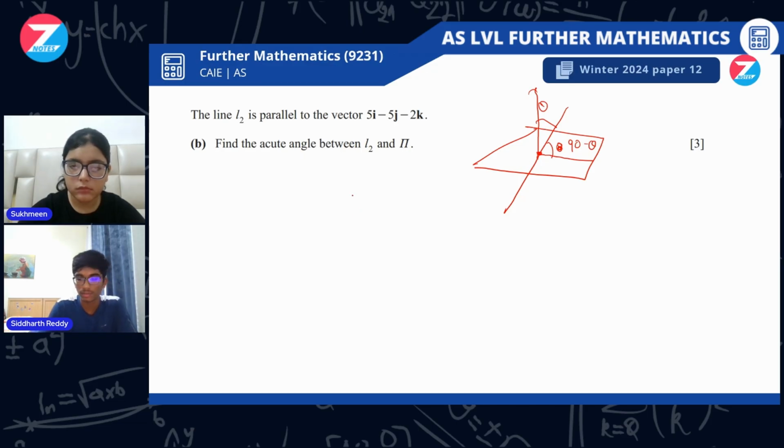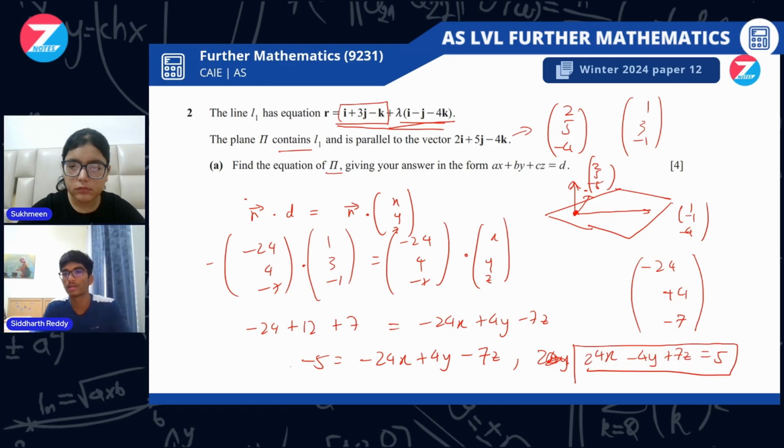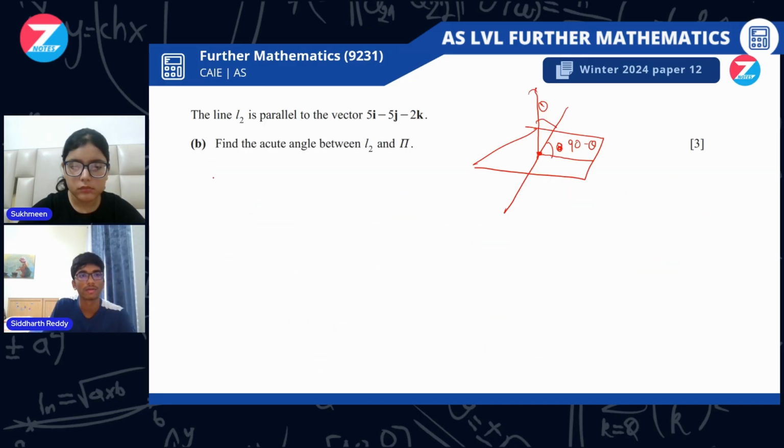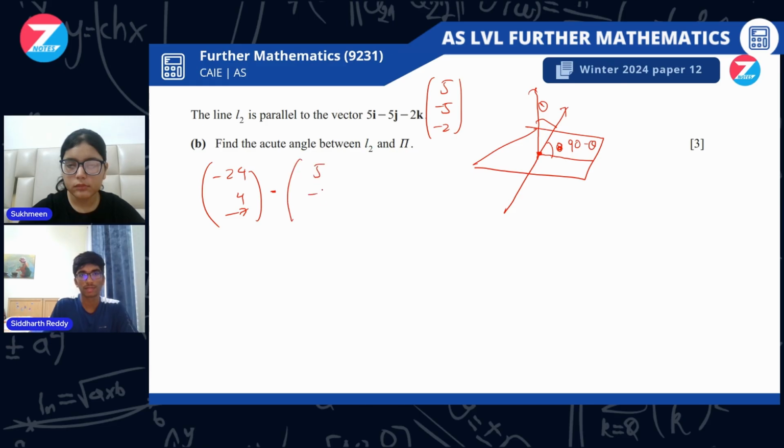So what is the vector of the perpendicular? It was minus 24, 4, minus 7. So we have minus 24, 4, and minus 7. And they gave that the direction vector of this line is 5, minus 5, minus 2. Okay. So in order to find the angle, what we can do is take the dot product again. So 5 minus 5 minus 2.